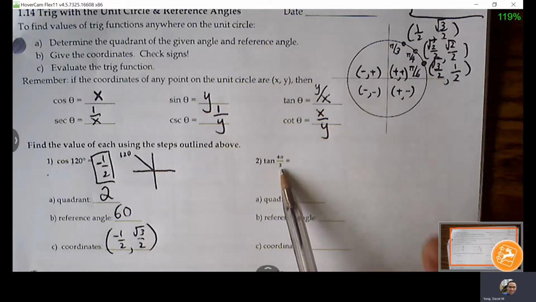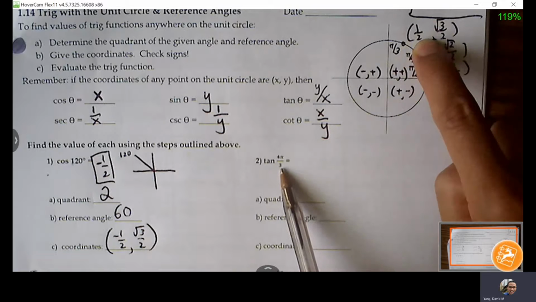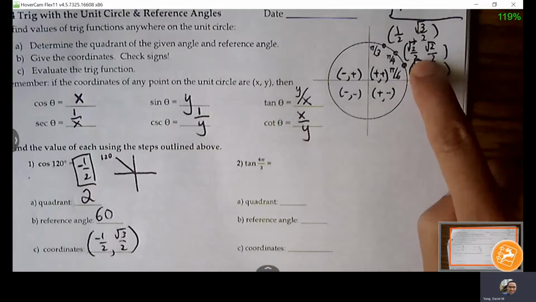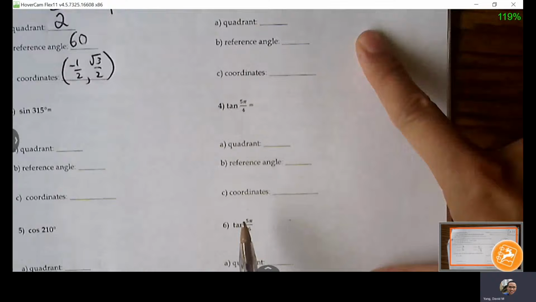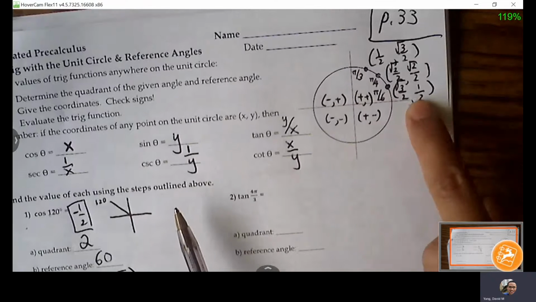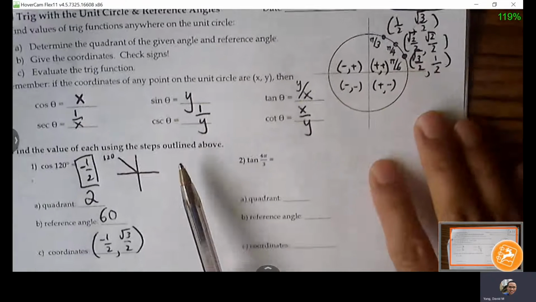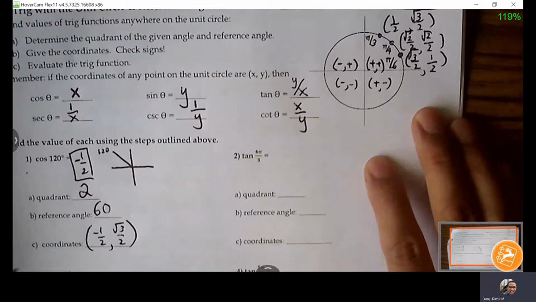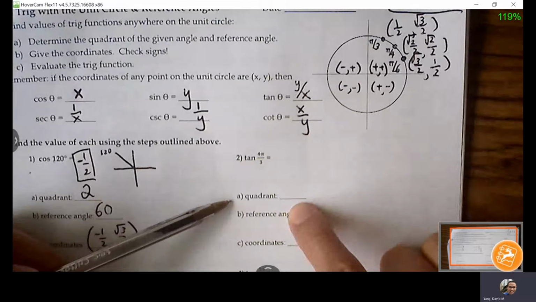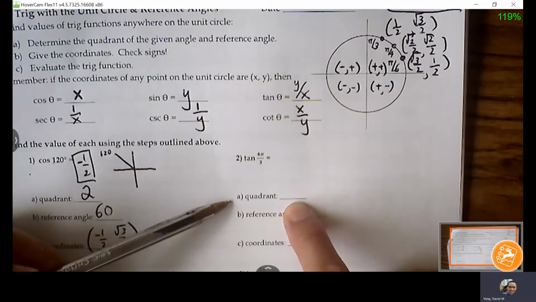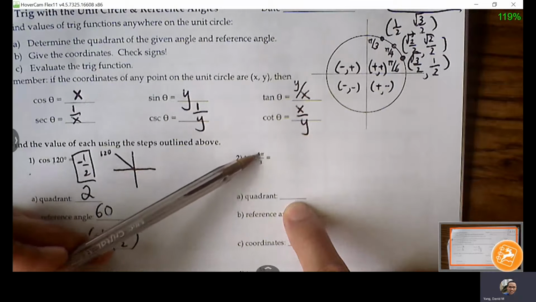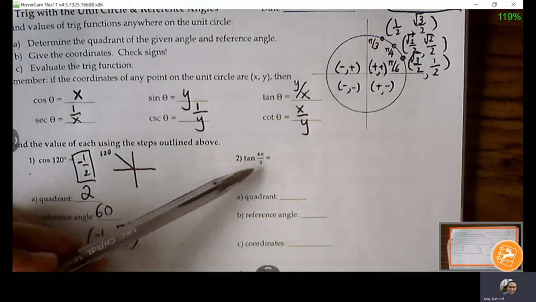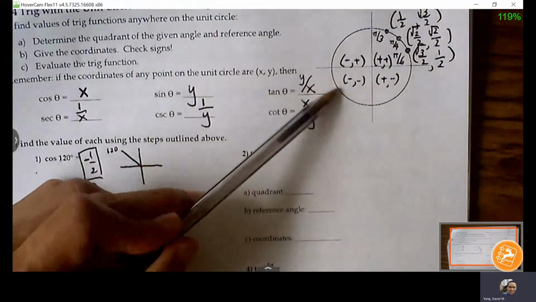Anything with a 3 in the denominator, you know you're dealing with pi over 3. Anything with a 4 in the denominator, you know you're dealing with that middle order pair. Anything with a 6 in the denominator, you know which reference angle you're dealing with. So it's a lot easier when you're dealing with radians. So, tangent of 4 pi over 3. Which quadrant is this in? We know 3 over 3 was 1 pi. 4 over 3 is slightly more than 1, so it's going to be somewhere in that third quadrant.